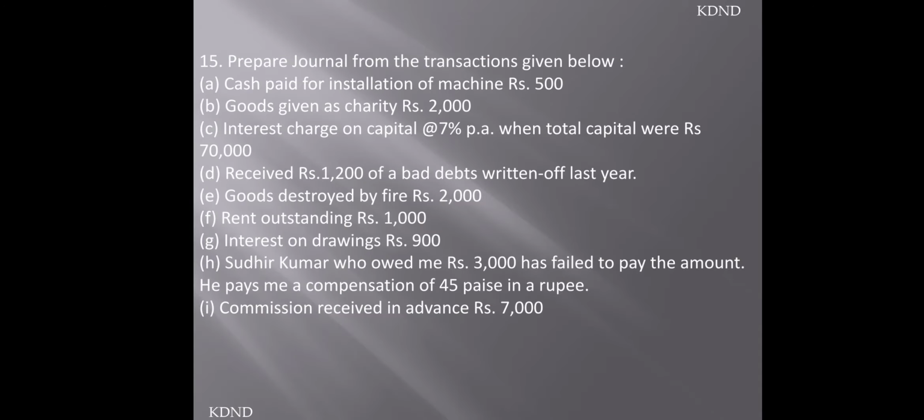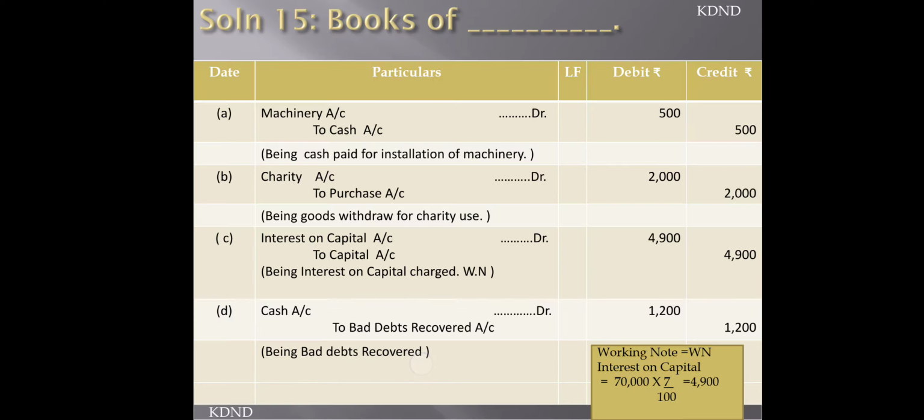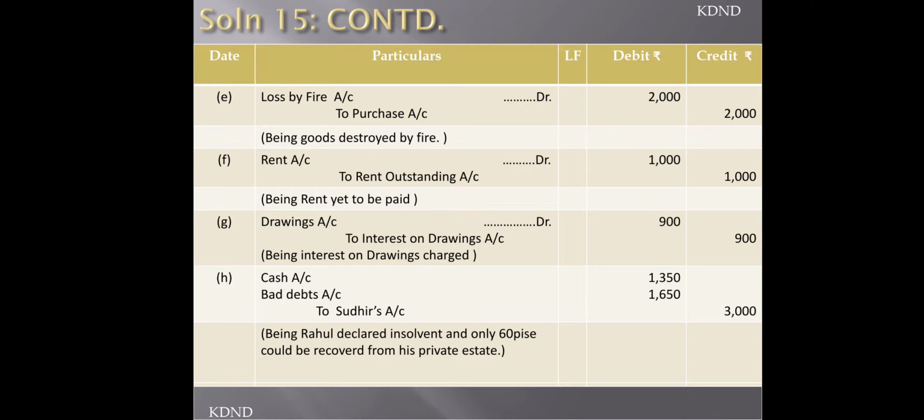Then comes your next, goods destroyed by fire. Here ultimately we are getting a loss because our goods are destroyed by fire. So loss by fire account debit to purchase. Whenever our goods are going out from the business, we have to utilize the term purchase. So you can see over here, loss by fire account debit to purchase account, being goods destroyed by fire.